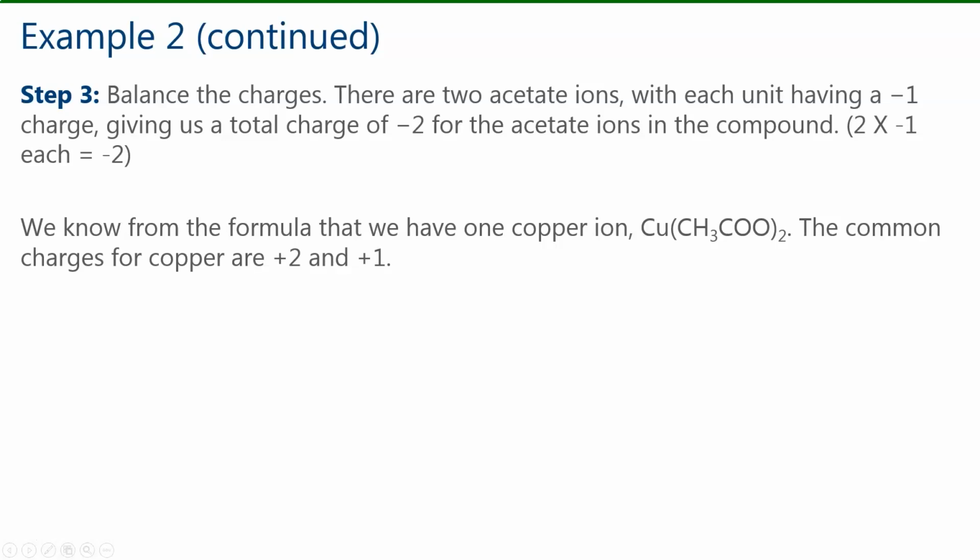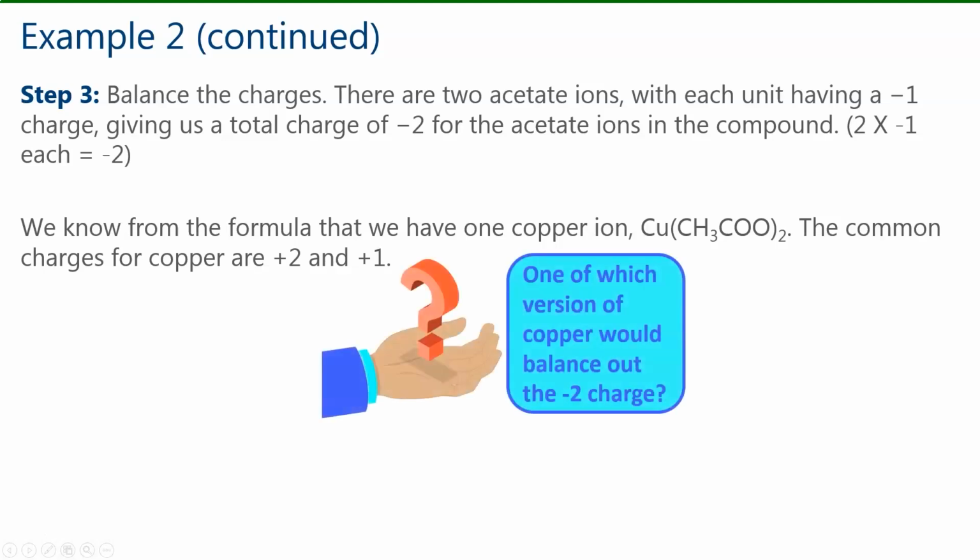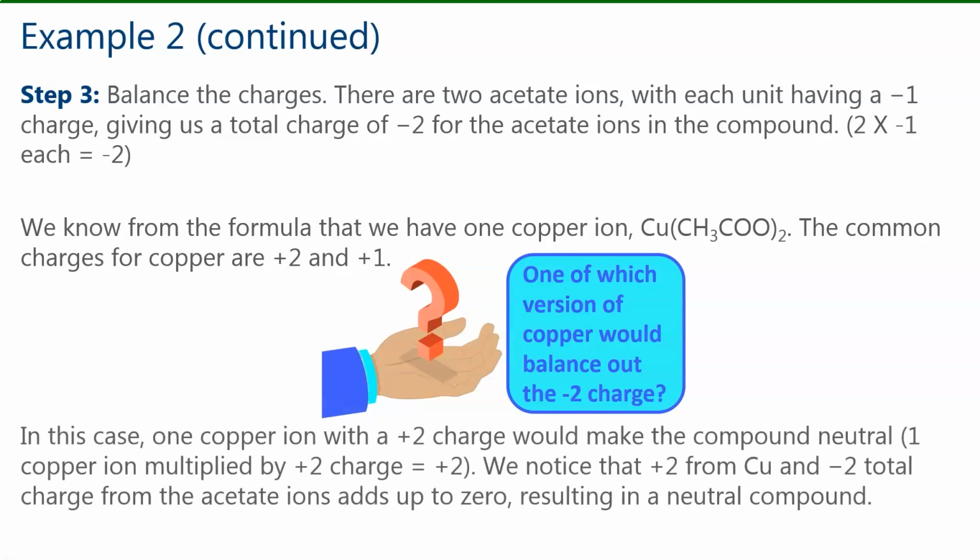We know from the formula that we have one copper ion, and the common charges for copper are +2 and +1. Which version of copper, with the +2 charge or +1, would balance out the -2 charge? In this case, one copper ion with a +2 charge would make the compound neutral. One copper ion multiplied by a +2 charge is +2. We notice that +2 from copper and -2 total charge from the acetate ions adds up to 0, resulting in a neutral compound.